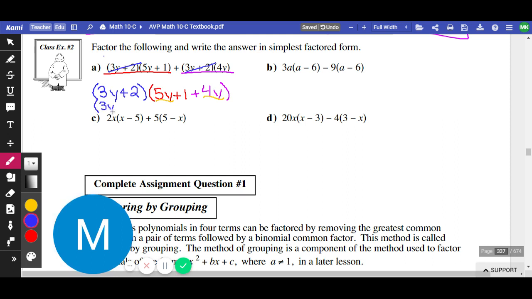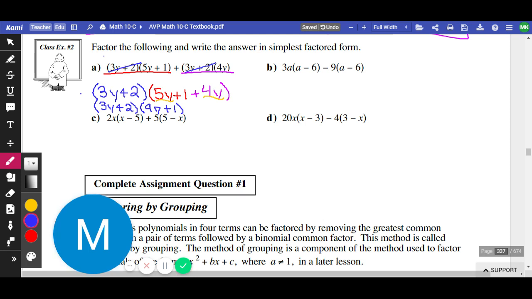Right? My final answer would be 3y plus 2, times 9y plus 1. That would be my final answer.